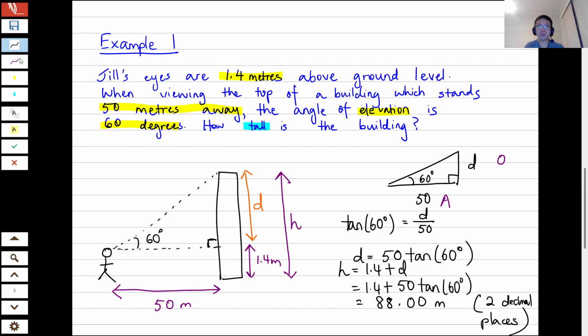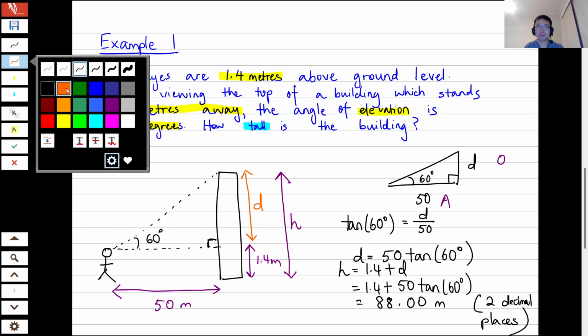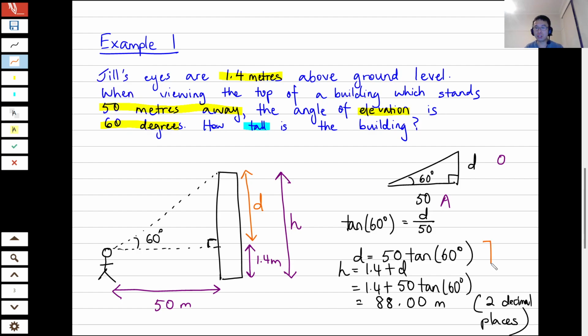Before I move on, I'll just say one more time, please note, do not stop here at d equals 50 tan 60. You need to finish off the question and calculate the height above ground, not the height above eye level.